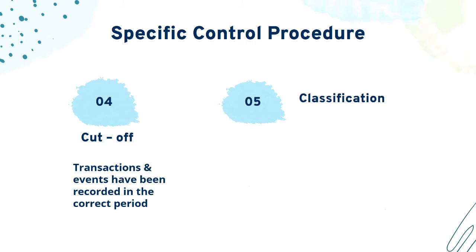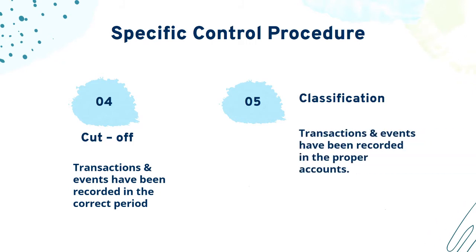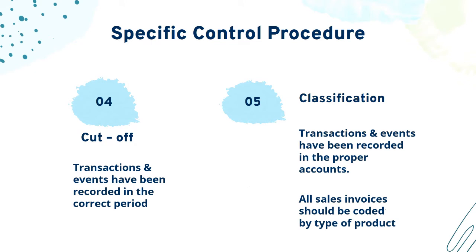Lastly is the classification. All transactions and events should have been recorded in the proper accounts. As an example, all sales invoices should be coded by type of product, whether they are consumer products or industrial products or services. Also, employees should use a chart of accounts for better classification.